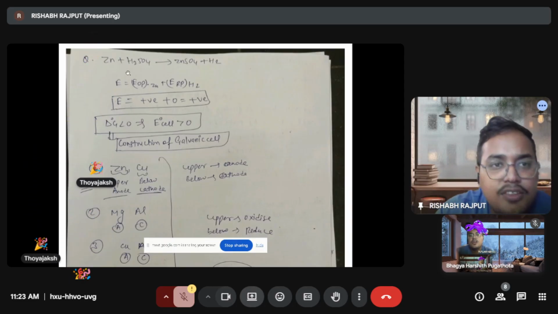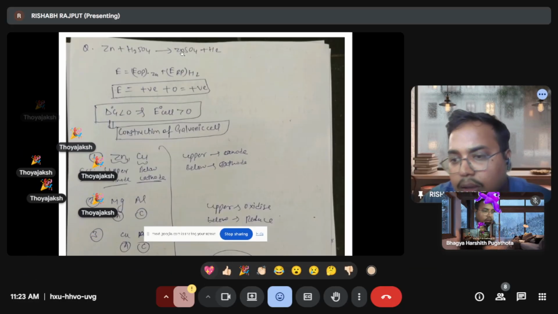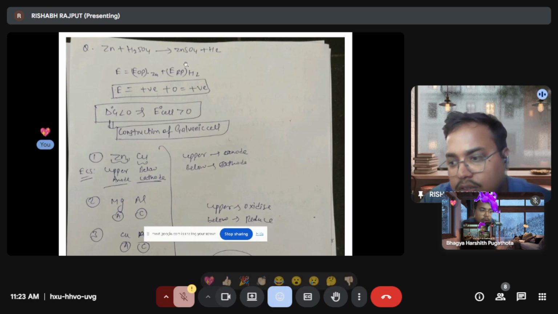In this case, zinc will be oxidized. Why? Because zinc will become Zn 2 positive.